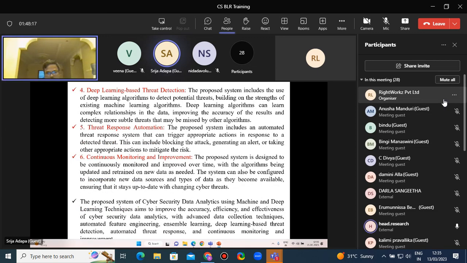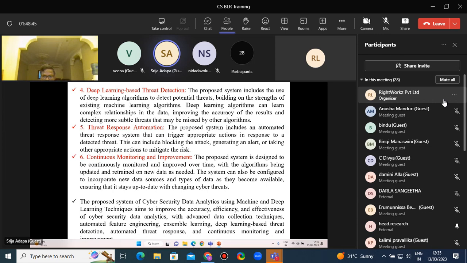Next one is deep learning based threat detection. The proposed system includes the use of deep learning algorithms to detect potential threats, building on the strength of existing machine learning algorithms. Deep learning algorithms can learn complex relations in data, improving the accuracy of the results and detecting the most subtle threats that may be missed by the other algorithms.